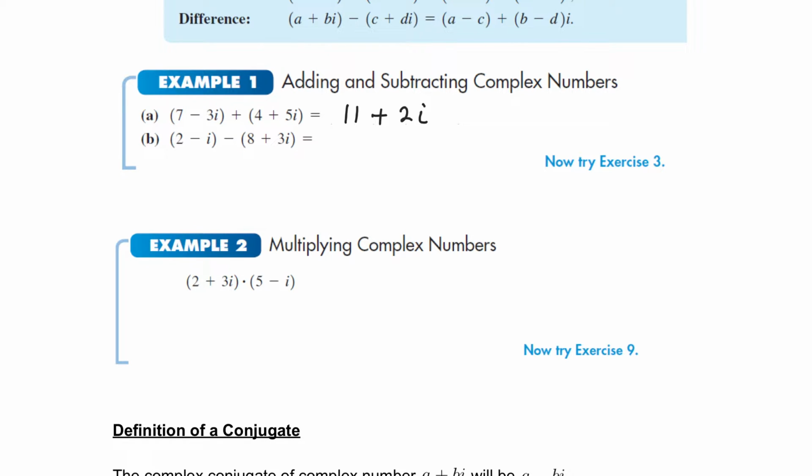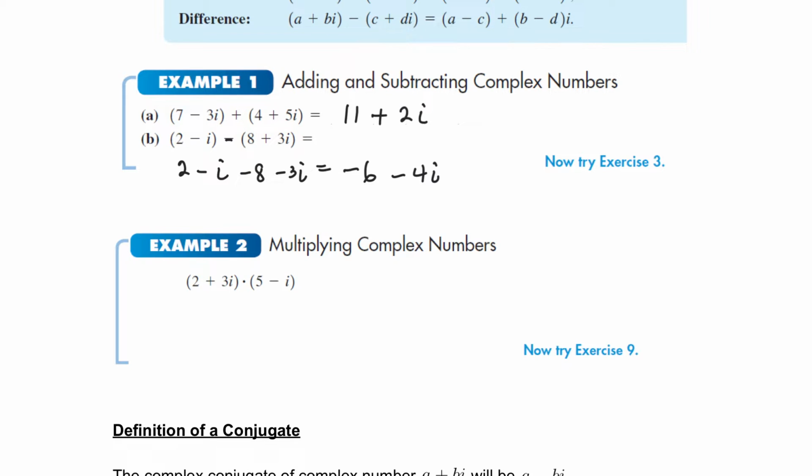This one's a little bit different. We have 2 minus i, and then we have a minus 8 minus 3i. So you're going to combine the real part. So you have 2 minus 8, negative 6. Negative i minus 3i gives you negative 4i.